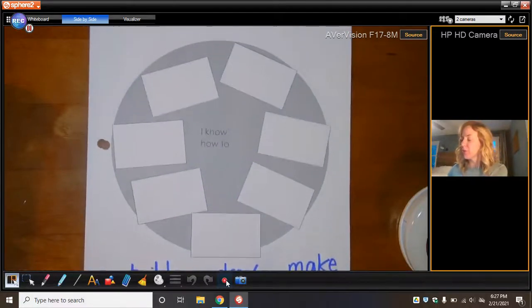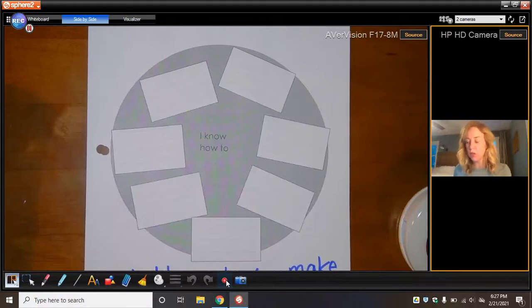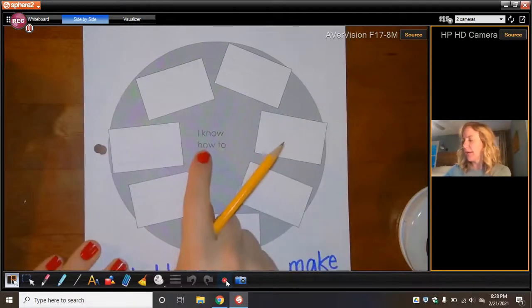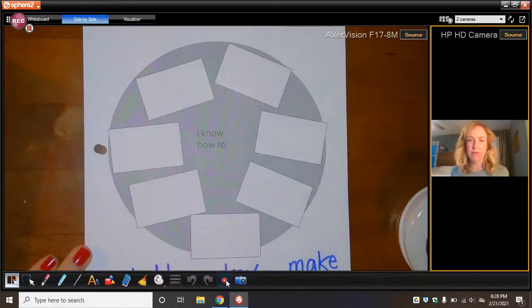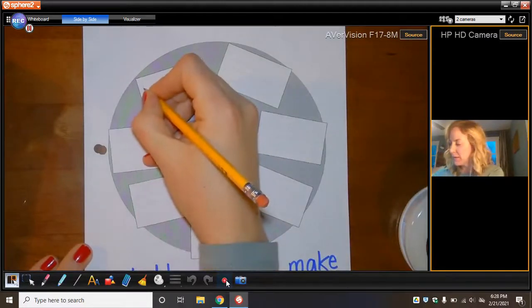And so what we're going to do is we're going to now think of some things that you know how to do. There are some things that I might know how to do that you may not, and vice versa. It means there might be some things that you know how to do that I don't know how to do. So I don't need to write I know how to. That's already in here. So over here, I'm going to think of one of my verbs. So one thing that I know how to do is I know how to make.